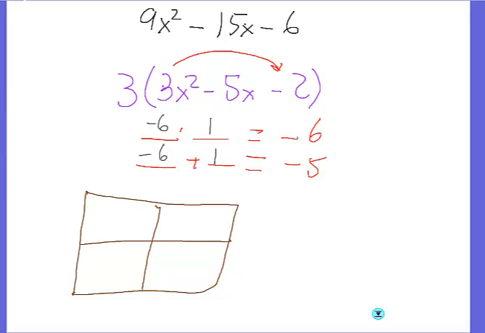All right. Again, in the top left, you're going to put the first term here. Don't go back to the original problem because we factored out the 3, so now we're working with this. So it's going to be 3x squared up top and negative 2 bottom right. Then it's going to be negative 6x, and then we'll just put 1x.